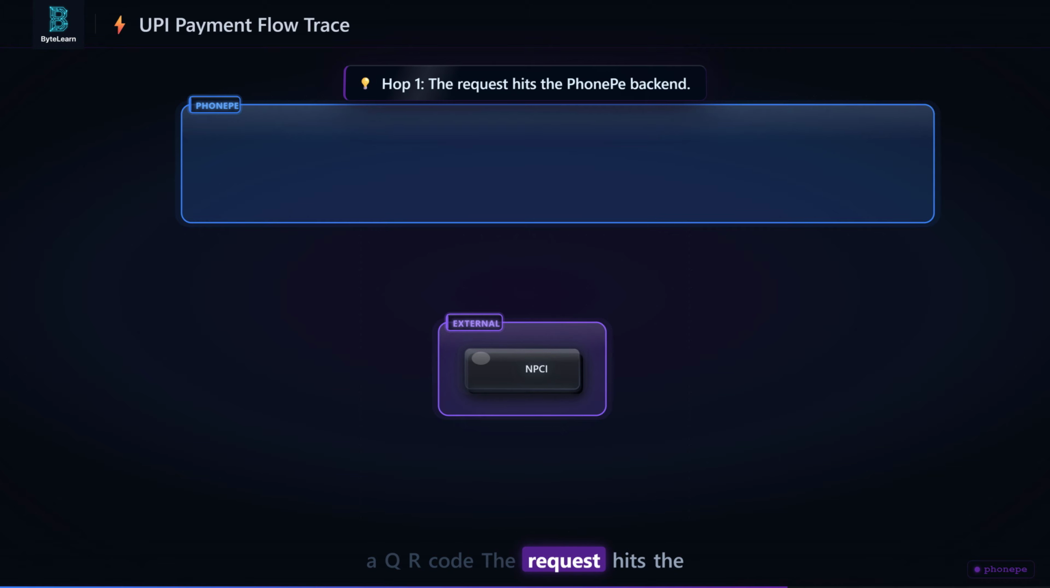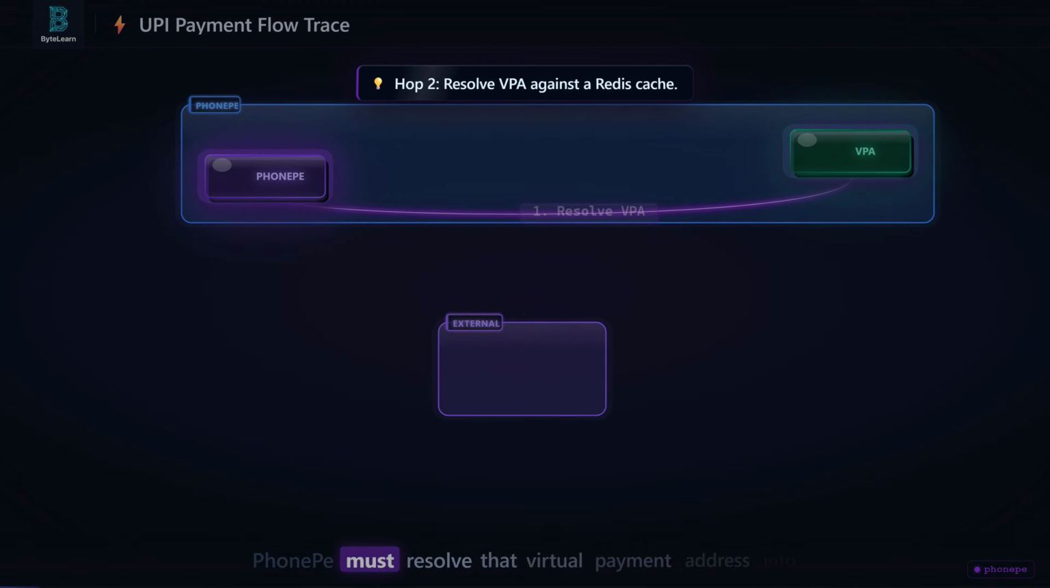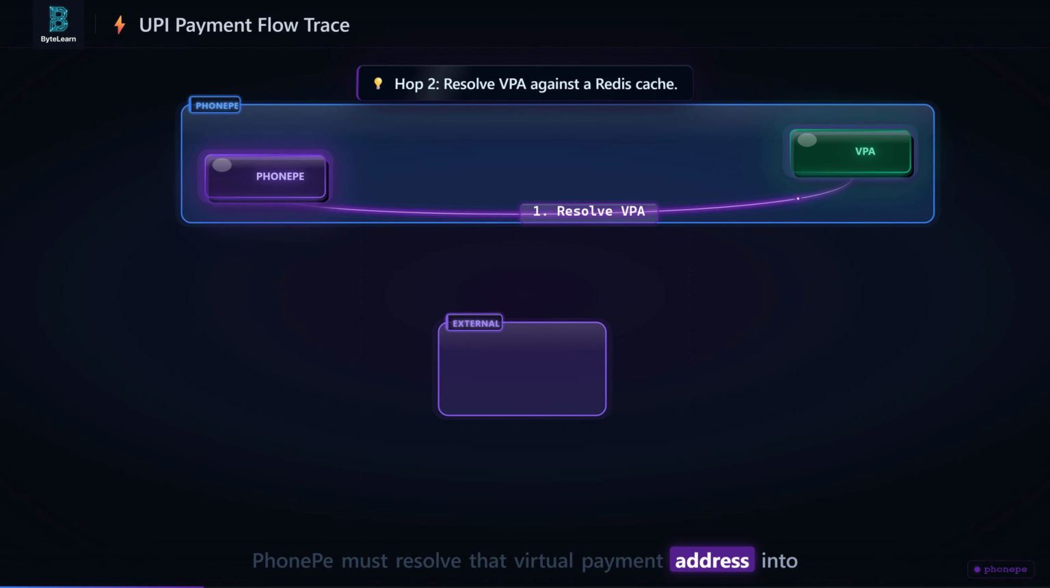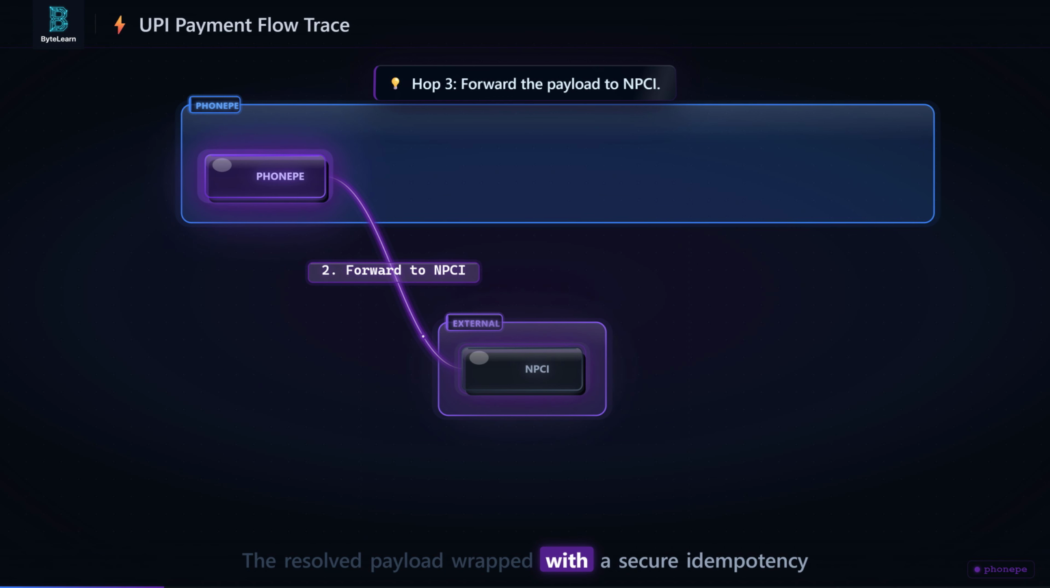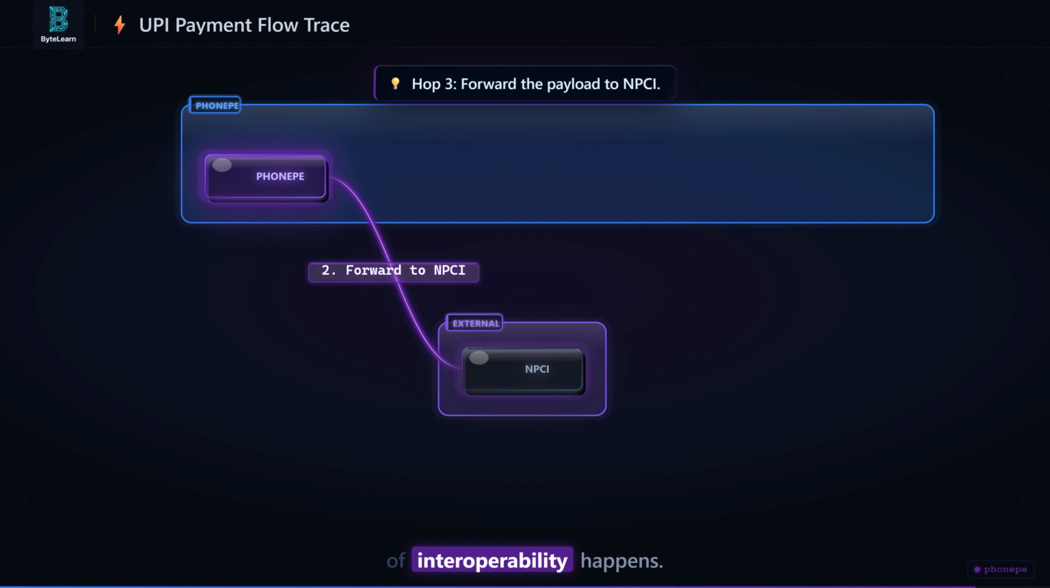The request hits the PhonePe backend. PhonePe must resolve that virtual payment address into a real bank account. Doing a database scan takes too long. It hits a Redis cache, resolving the VPA in under 1 millisecond. The resolved payload, wrapped with a secure idempotency key, is forwarded to the NPCI switch. This is where the heavy lifting of interoperability happens.